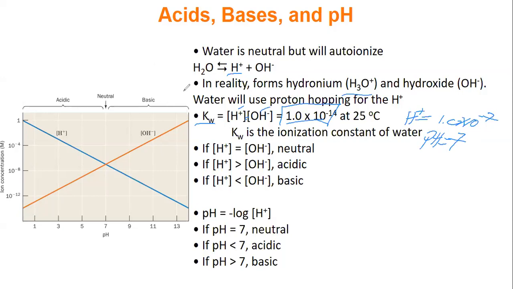Okay, so for Kw, when we're looking at the amount of H plus and OH minus, if H plus is equal to our OH minus concentration, then it's neutral. If H plus is greater than OH minus, acidic. If H plus is less than OH minus, that's basic. Now, anytime you see a lowercase p in this class or in chemistry, that means negative log. So when you take the H plus concentration, you take the negative log of that. If you're neutral, your pH will be 7. If you're acidic, the number will be less than 7. If you're basic, it will be above 7. So that's the pH scale. Just again, a review from general chemistry, Kw.